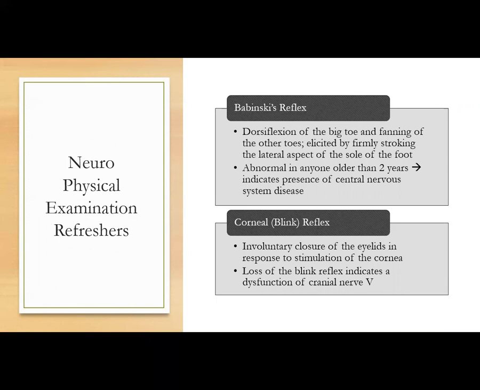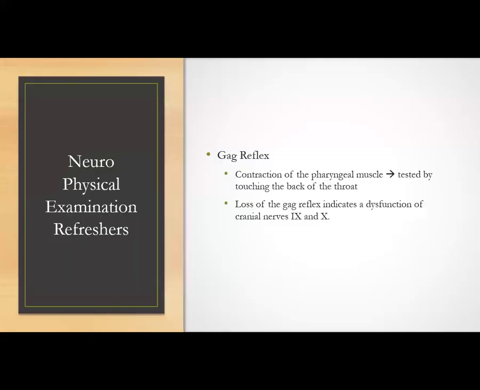Your blink reflex or corneal reflex, involuntary closure of the eyelids in response to the stimulation of the cornea. Loss of the blinking reflex indicates a dysfunction of cranial nerve 5. So that's why I said some of these reflexes correspond with our cranial nerves. Your gag reflex, contraction of the pharyngeal muscle, tested by touching the back of the throat. Loss of a gag reflex indicates a dysfunction of cranial nerves 9 and 10.